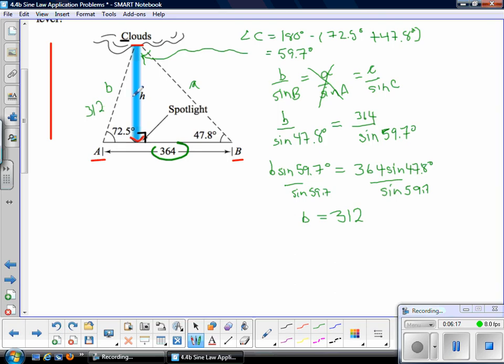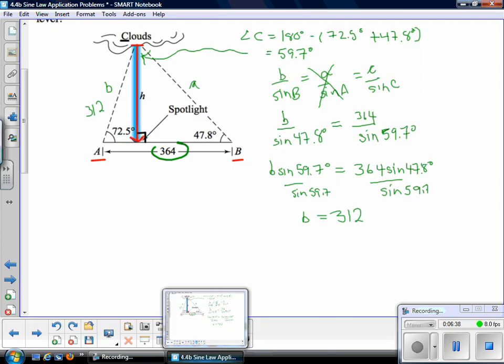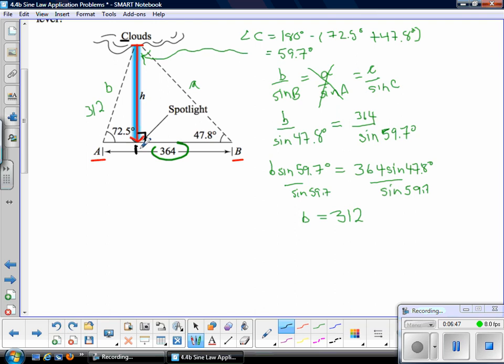Now remember, I could find side A using the sine law, but that doesn't help me because I'm really interested in H, which is in the large triangle. So what I'm going to do now is look at triangle AC, and I didn't label this here, so I think we'll call it D, just so that we're all on the same track. So we'll call that D.